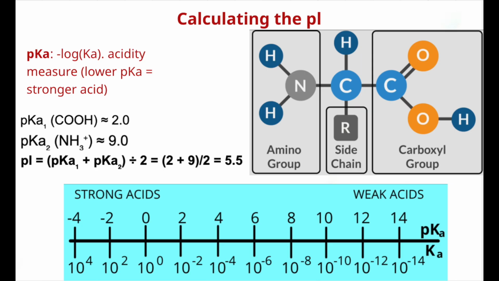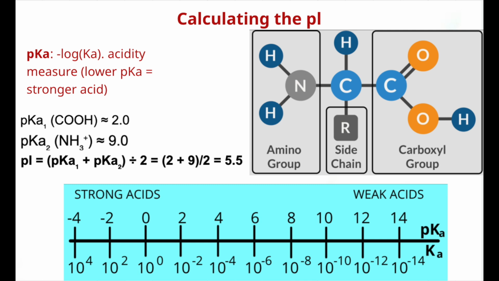To calculate pI, average the pKa values of the two relevant groups. If you don't know, pKa is just negative log base 10 of Ka. It's the acidity measure, so the lower the pKa, the stronger the acid.